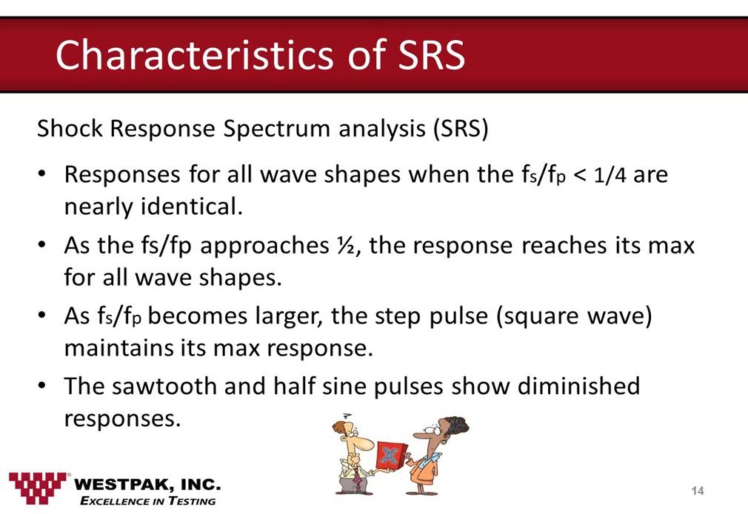As the duration of the shock pulse approaches 1/2 the natural period of the responding system, the response of the spring mass system reaches its maximum for all wave shapes. The maximum response is produced by a square, or what we refer to as a stepped input, often called a square wave. It's really a trapezoidal pulse. All other wave shapes produce a response of the spring mass system that is less severe than that of the trapezoidal pulse.